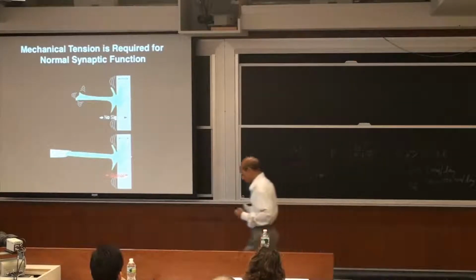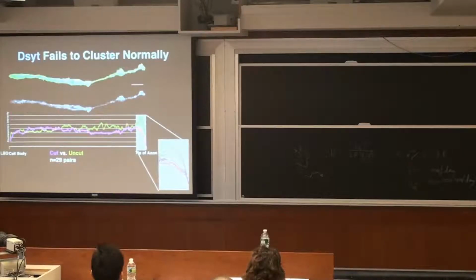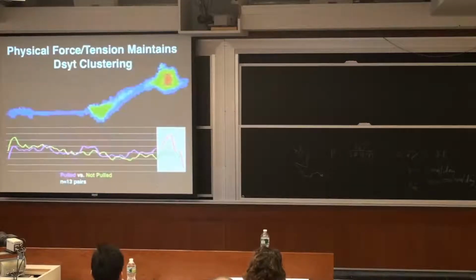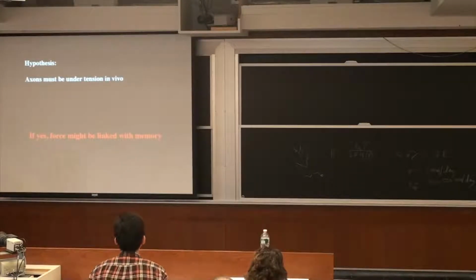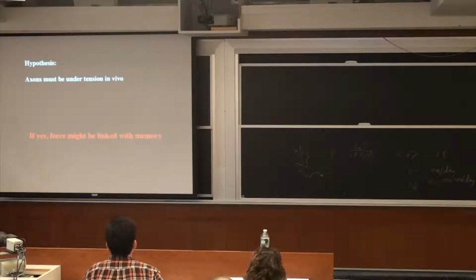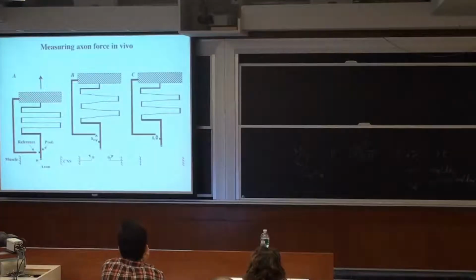Okay? So is it true that this was under tension? This was a cut axon pulled by a micropipette, and this is the actual data. We can go through it later, but it's not necessary. So we needed to find out whether these axons are under tension, and so we needed some means to measure the tension. I will skip that part. This is the engineering part, which is relatively simple.